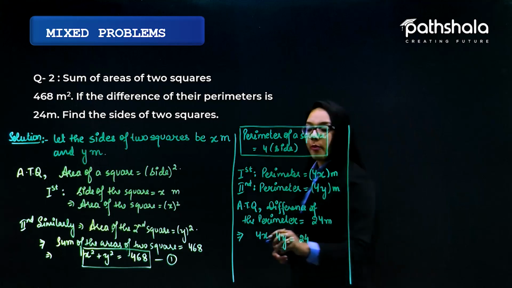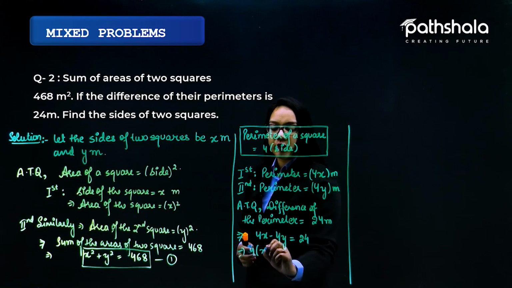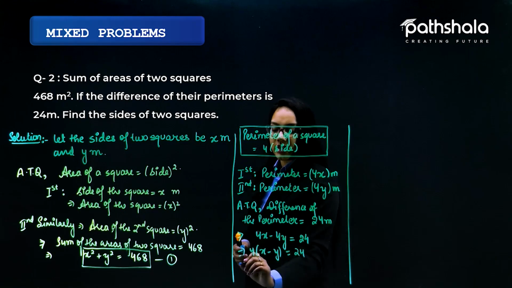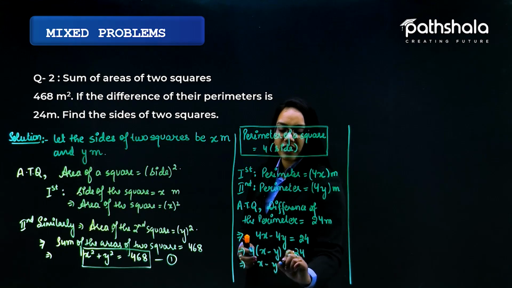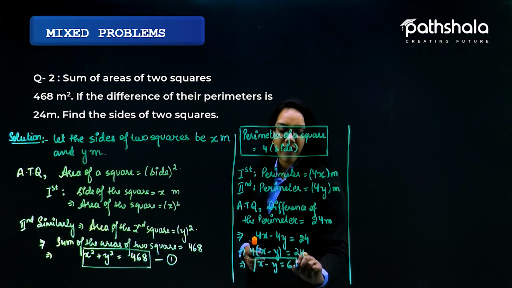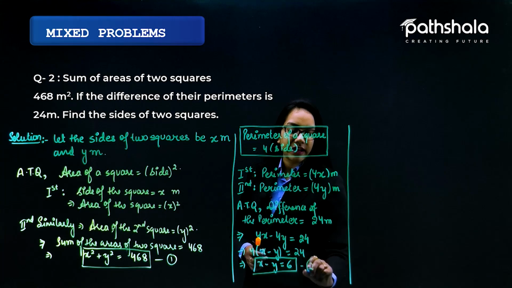Moreover, we can take 4 common out of it. So this will be 4 times x minus y, which is equal to 24. Let's take 4 to the other side. So x minus y is equal to 24 by 4, which is definitely 6. So x minus y is equal to 6 is our second condition.